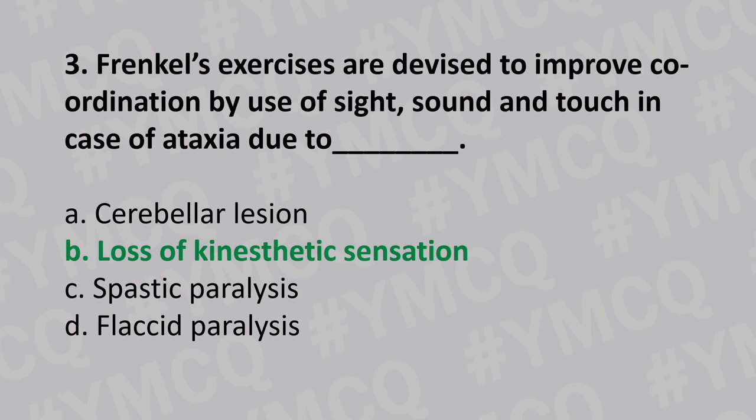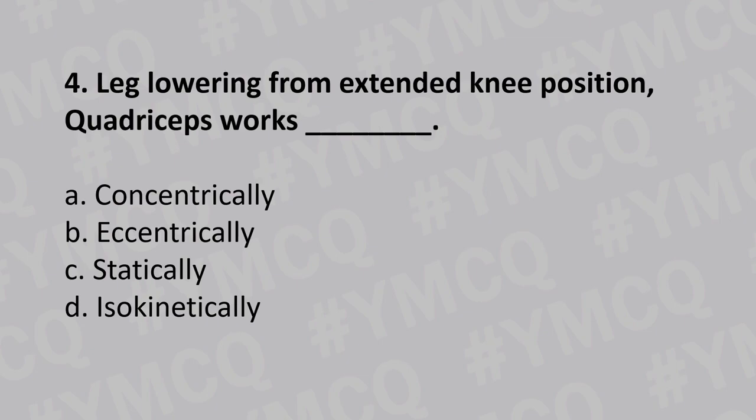Leg lowering from extended knee position, quadriceps works dash. Option A, concentrically. Option B, eccentrically. Option C, statically. Option D, isokinetically. And the answer is option B, eccentrically. Moving to our fifth question.